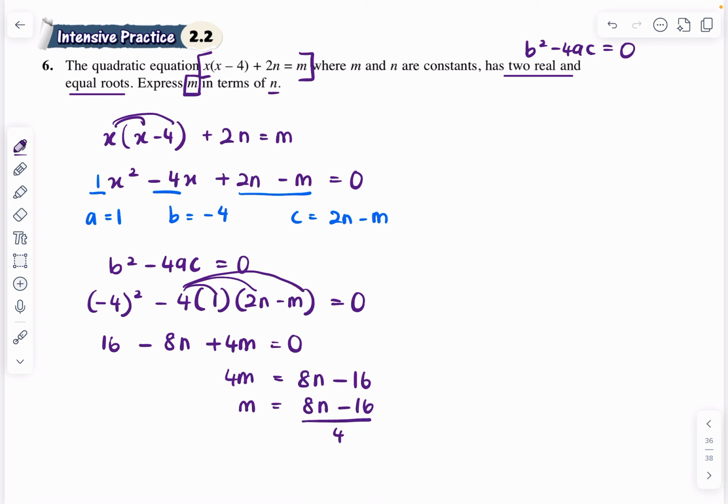So this one we can simplify it. So 8 divided by 4 will be 2, so you can say 2n. And 16 divided by 4 will be negative 4. Therefore m is 2n minus 4. Done.